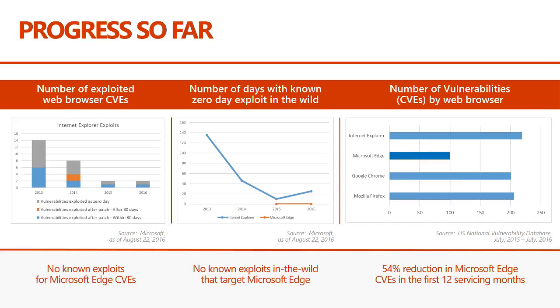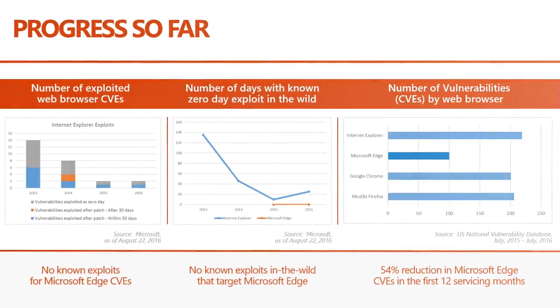As for the number of vulnerabilities, have a look at that, Microsoft Edge. Compare it to Internet Explorer, Chrome, and Firefox. By far and away, Microsoft Edge has had far fewer critical vulnerabilities published. All right? So Edge, it's been out for a while, certainly seems to be more secure, hasn't had any malware.